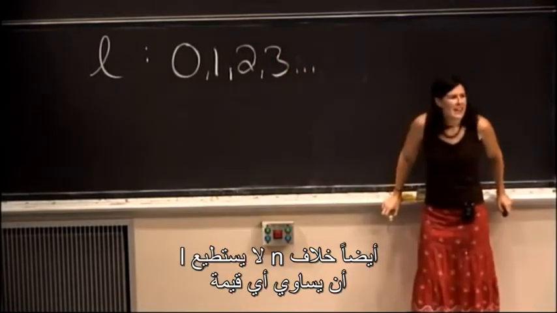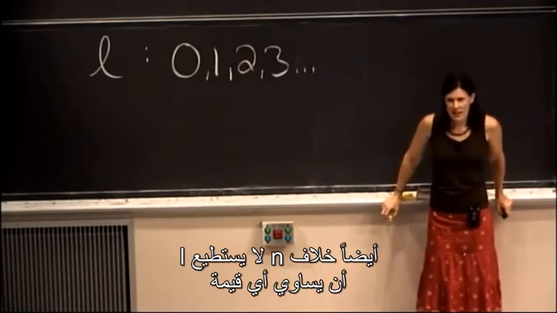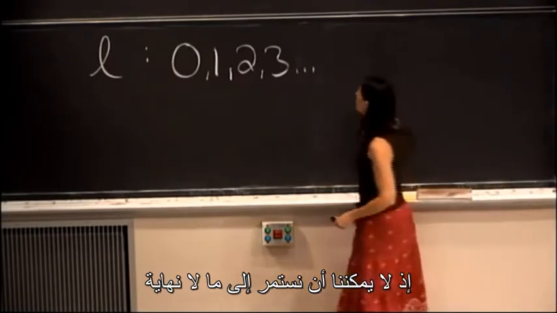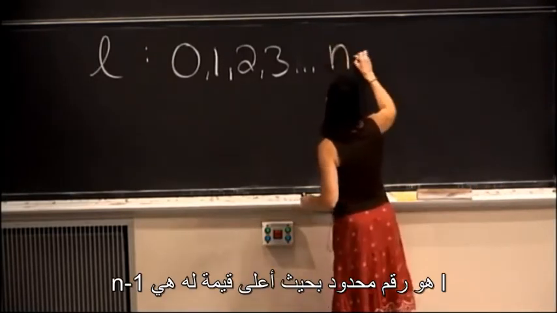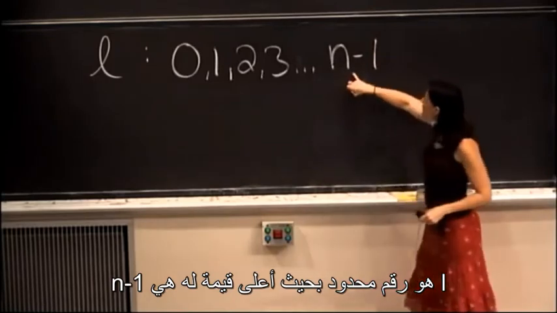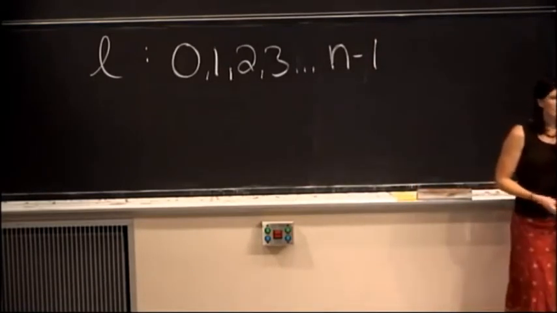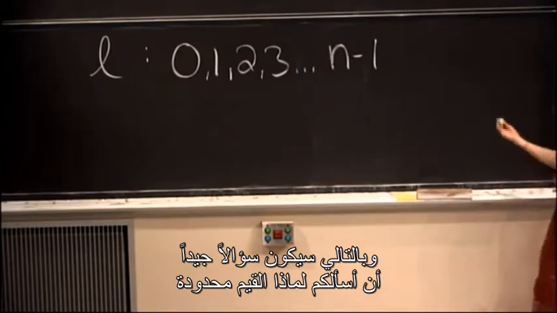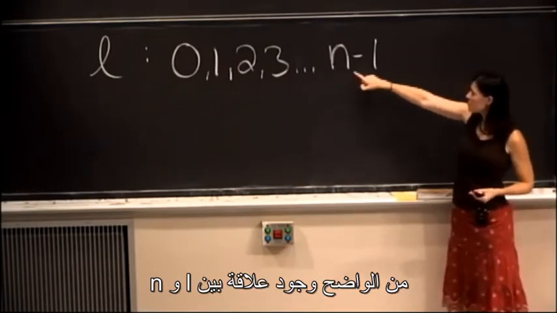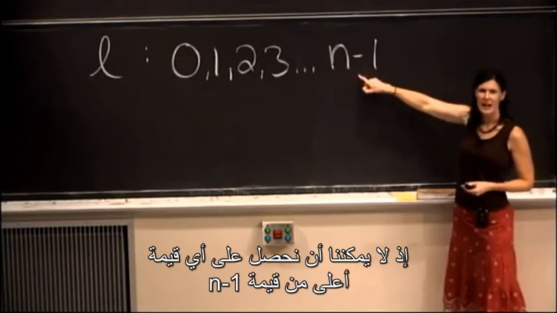But also, unlike n, l cannot have just any value. We can't go to infinity. l is limited such that the highest value of l is n minus 1. We can't get any higher than that. So it would be a good question to ask, why are we limited? Clearly, there's this relationship between l and n, and we can't get any higher than n equals 1.